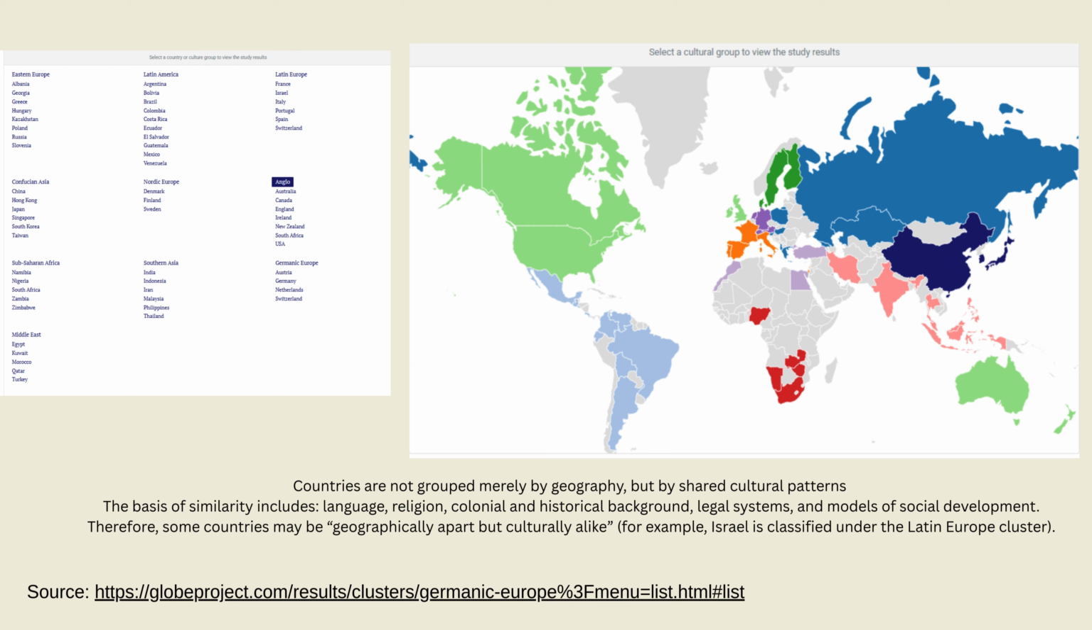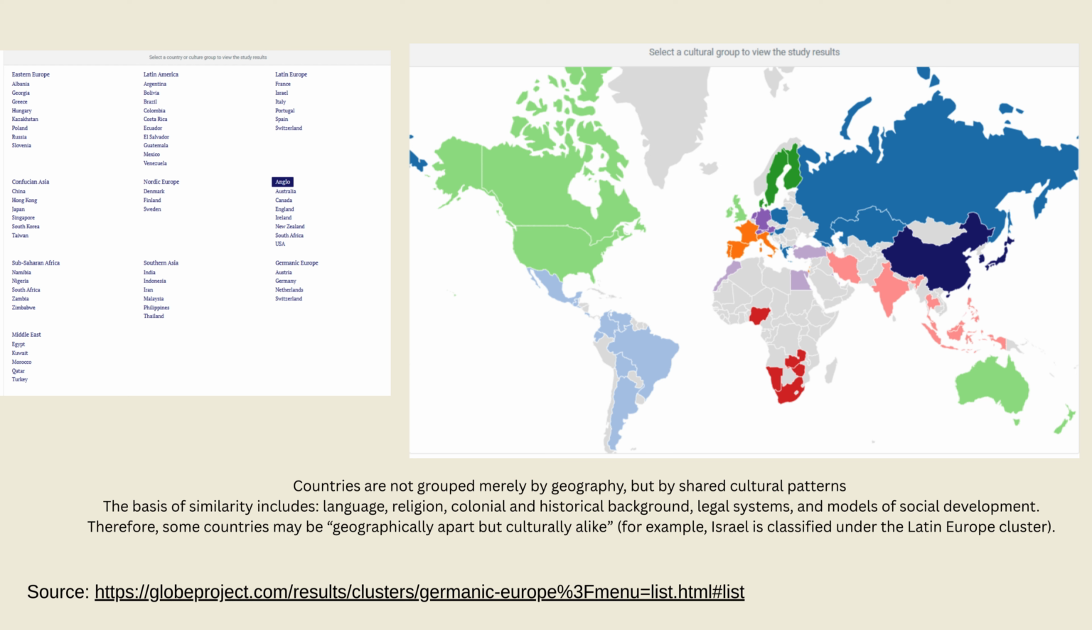On this slide, we can see the world map divided into the 10 cultural clusters defined by the GLOBE Project. It is important to note that countries are not grouped only by geography, but by shared cultural patterns such as language, religion, history, colonial background, legal systems, and models of social development. That's why, for example, Israel, although located in the Middle East, is classified in the Latin Europe cluster. Now let's look at the map.